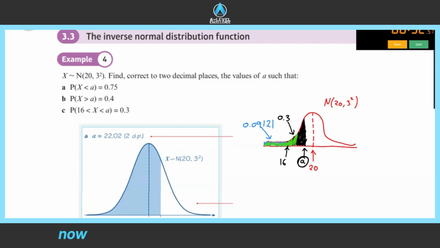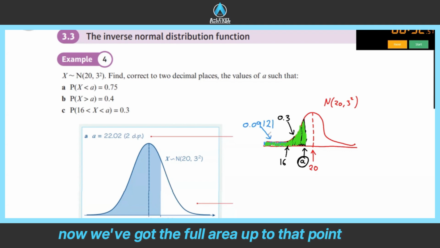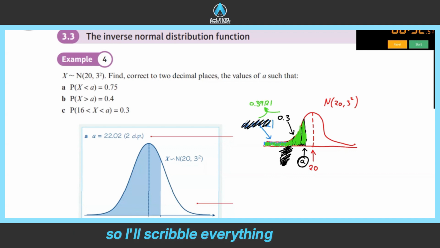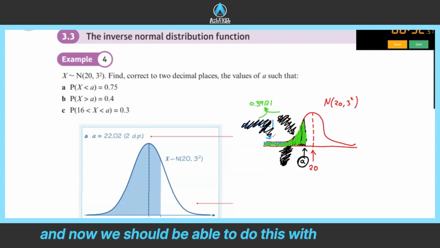Exactly. Look at this. Now we've got the full area up to that point, right? If I just combine these two, both of them together is going to be a total area in green of 0.39121. And now you can see we don't need to worry about this 16. All we need to worry about is the green area. So I'll scribble everything else out. And now we should be able to do this with the inverse normal.